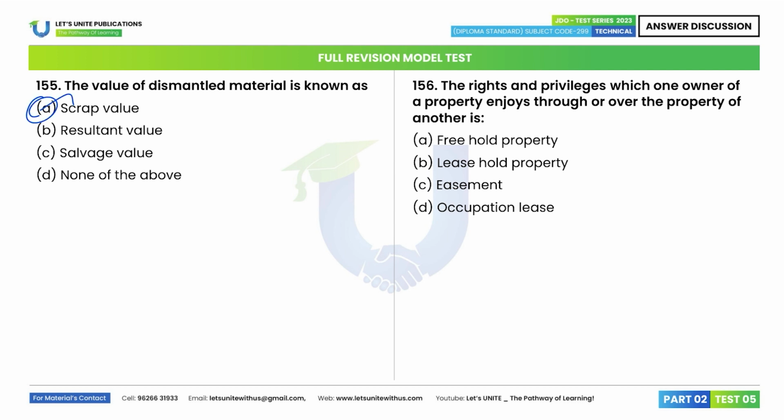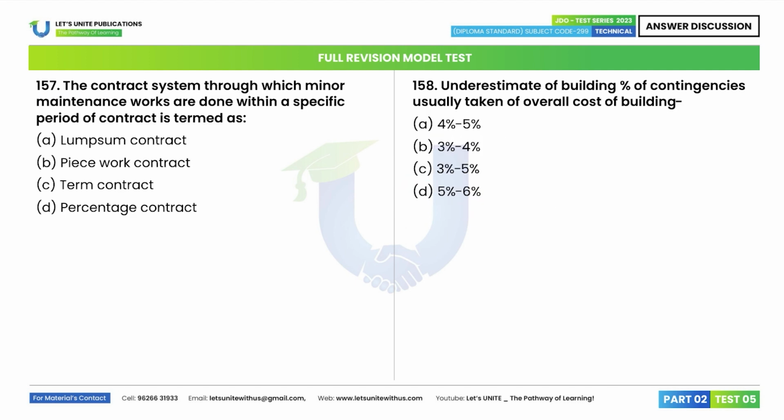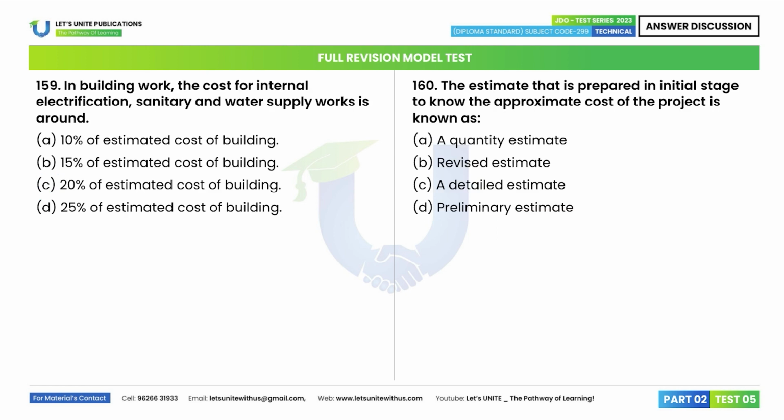Next 156. The rights and privileges which one owner of the property enjoys through or over the property of another is called easement. Option C. 157. The contract system through which minor maintenance works are done within a specific period of contract is termed as term contract. Option C. 158. Underestimate of building: percentage of contingencies usually taken off overall cost of building is 3 to 5%. Option C.